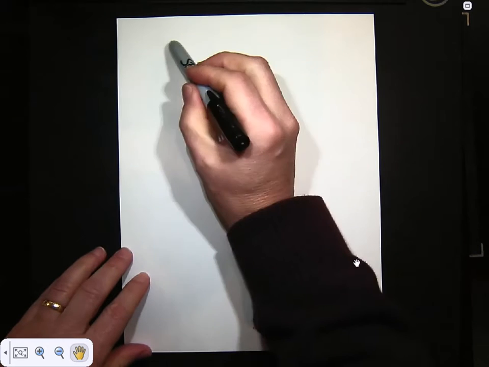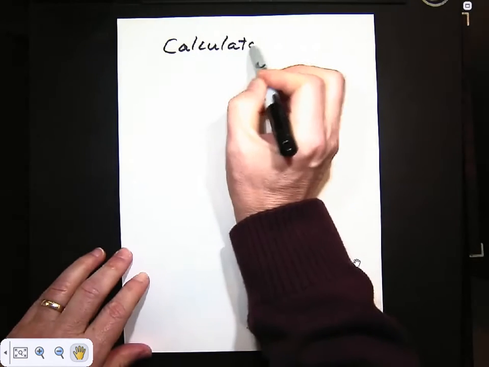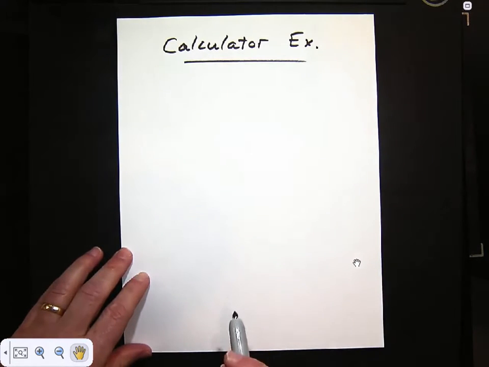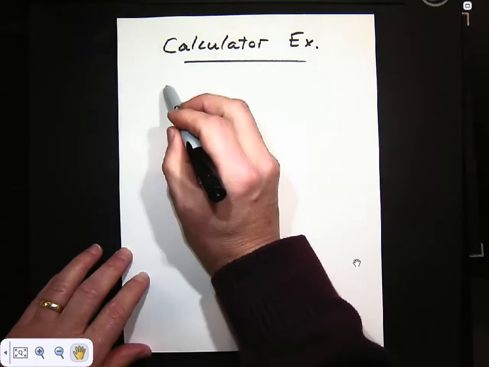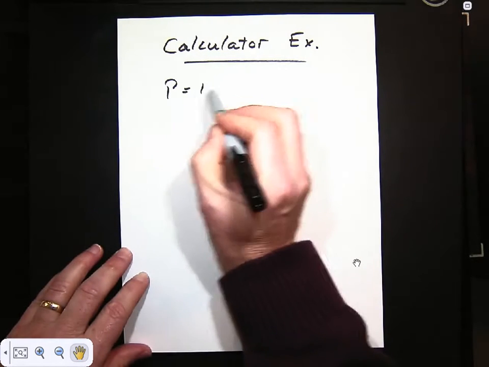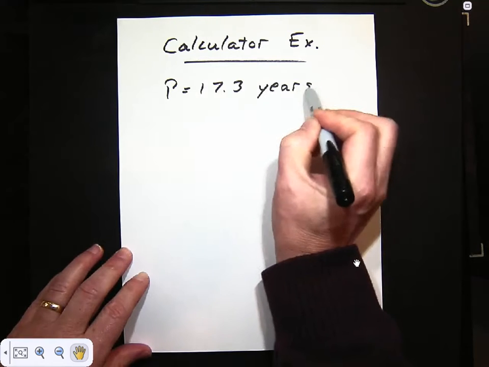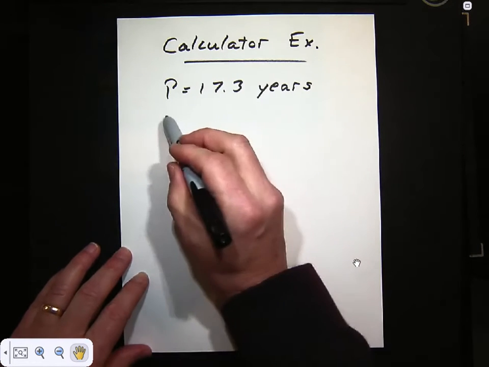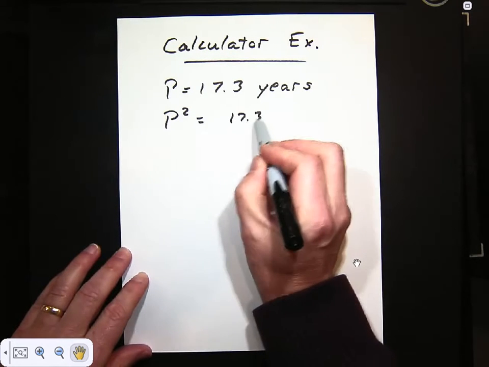Let's try an example where we need a calculator. For this case, I'm going to assume a value for the period. Suppose that we have an orbit with a period equal to 17.3 years. What we want to know is the semi-major axis. We're going to have to square that to use Kepler's third law. So that's 17.3 squared.